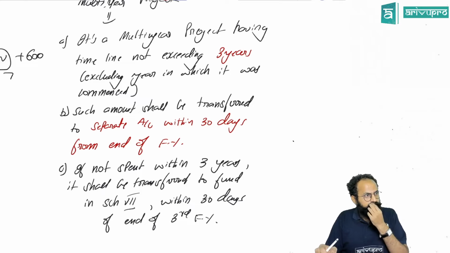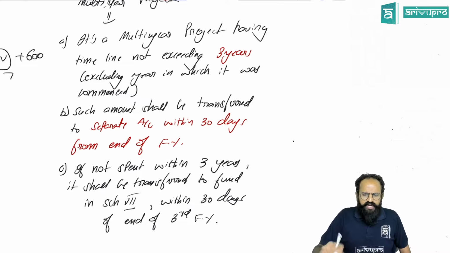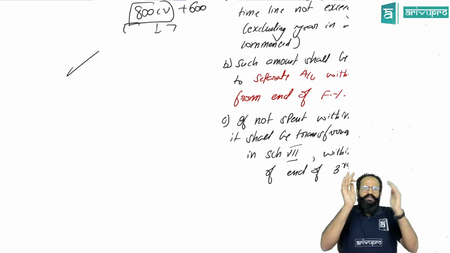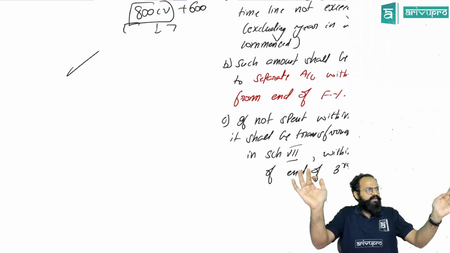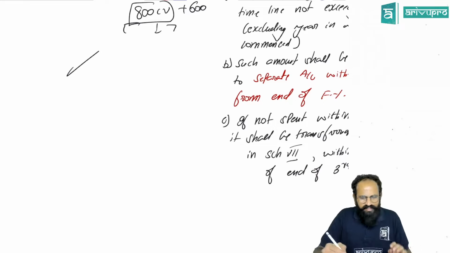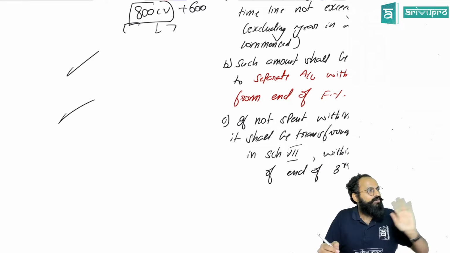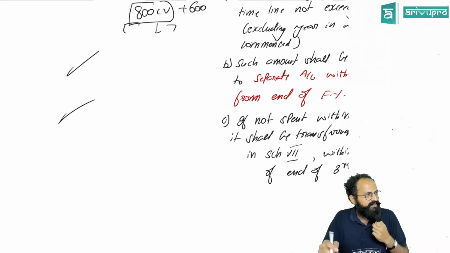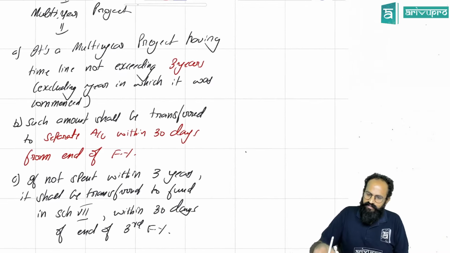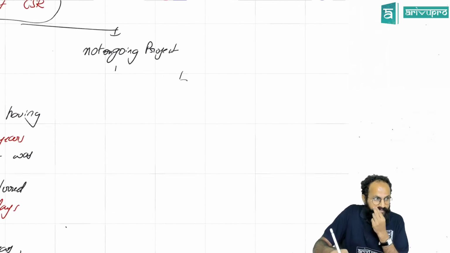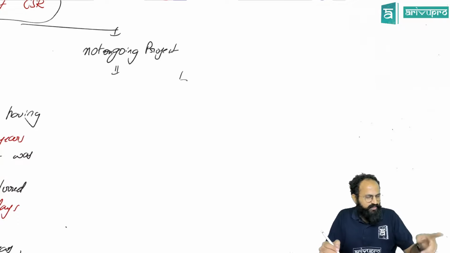Can we change a project's plan, from ongoing to not ongoing? Possible. You started a hospital. After looking at it, it is not looking like a hospital. You can convert it to a school also. That is fine. Change in plan of CSR is allowed. Understood? Okay. First one is also allowed. Second one is also allowed.